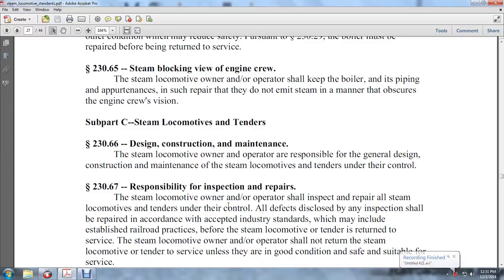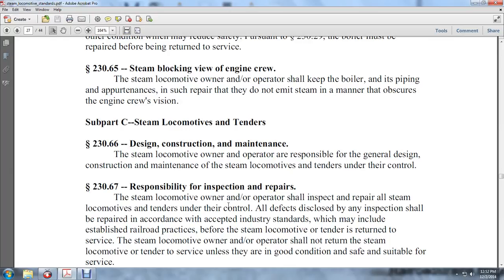Subpart C, steam locomotive tenders, 229.66, design, construction, and maintenance. The steam locomotive owner and operator are responsible for the general design, construction, and maintenance of the steam locomotive tenders under 229.67. The responsibility for inspection and repairs: the steam locomotive operator shall inspect and repair all steam locomotive tenders under its control.